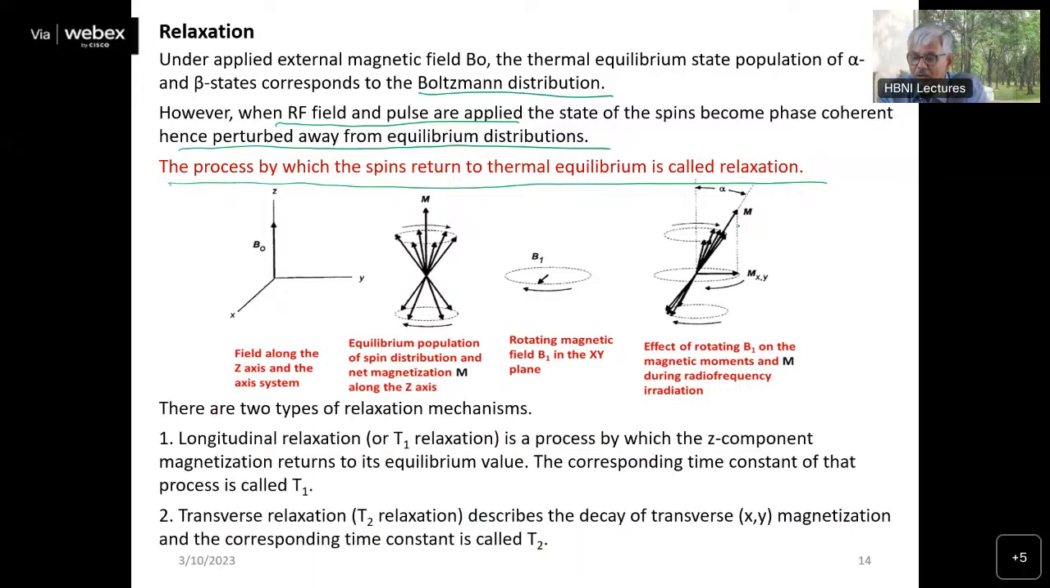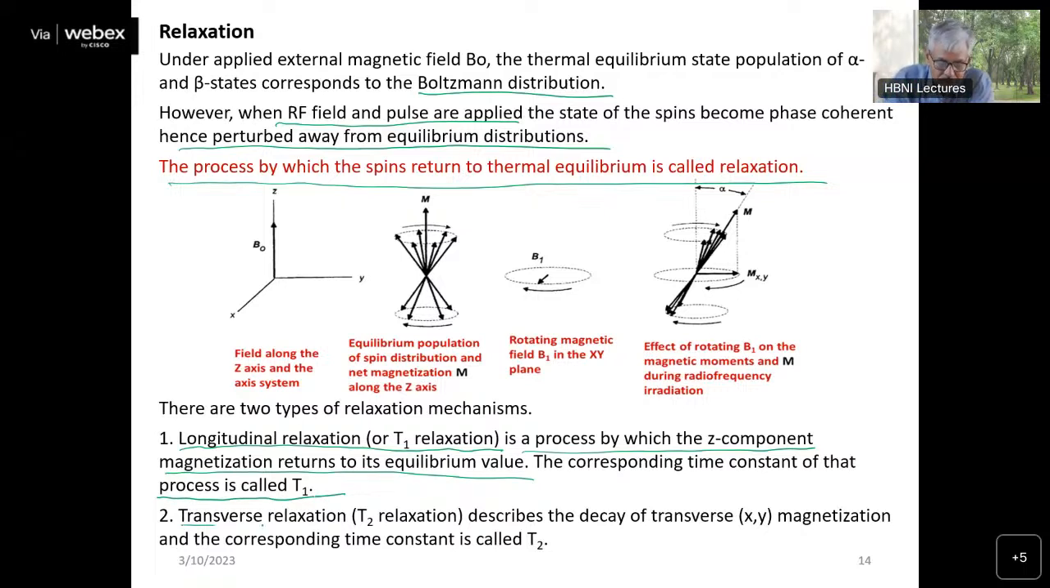Now there are two types of relaxation mechanisms. When you perturb, you have the MXY magnetization, and when it goes back to the Z axis, there are two relaxation mechanisms operating simultaneously. One is called longitudinal relaxation, or T1 relaxation. It is the process by which the Z component of magnetization along the Z axis returns to its equilibrium value. You will see the Z component magnetization is less at first, and then slowly it increases again, going back to the equilibrium value. The time constant for that is called T1.